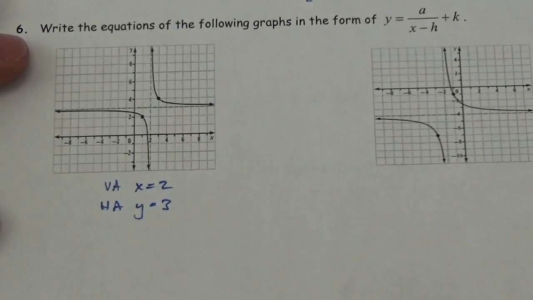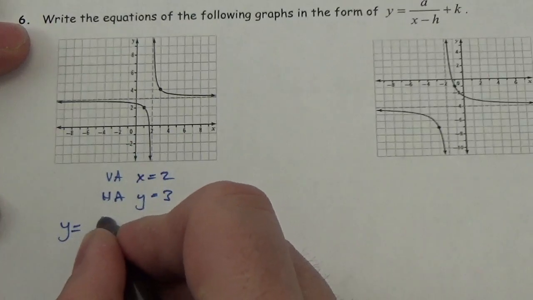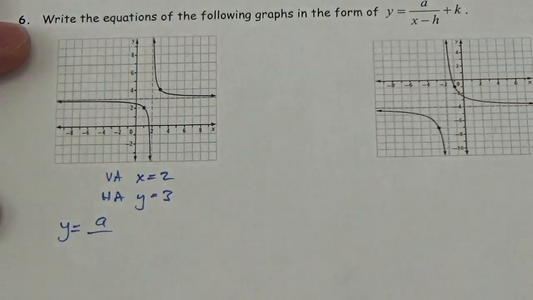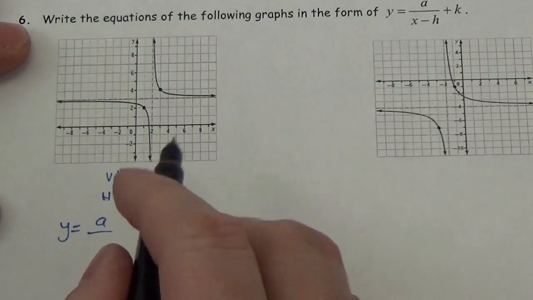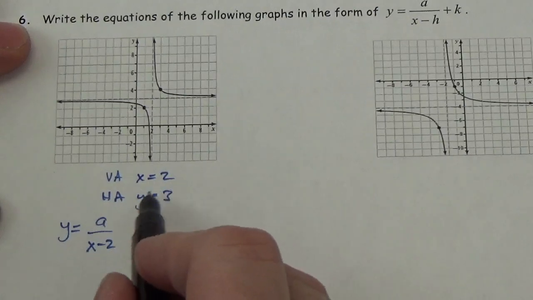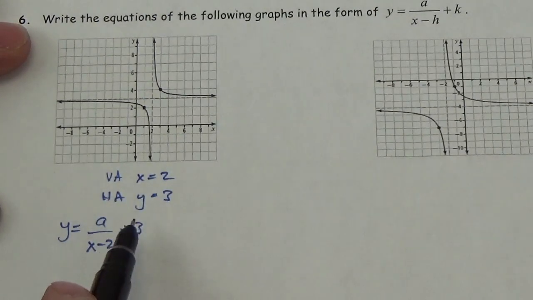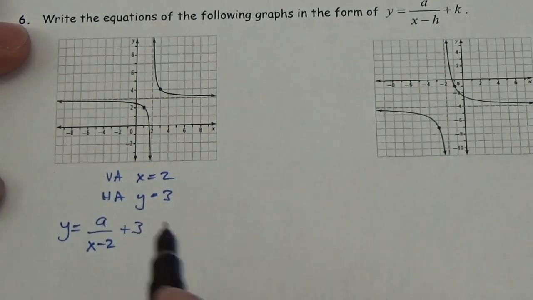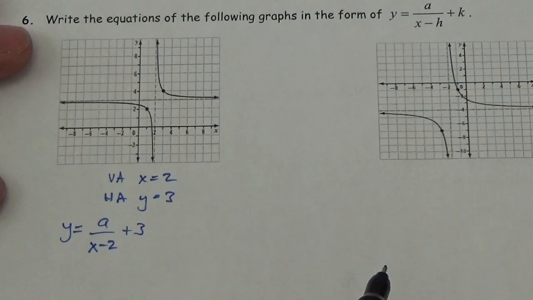So without me putting in hardly any effort into this, I know that the equation has to be y equals a. There's going to be a vertical stretch in there. I don't know what that is yet. And then to force it to have a vertical asymptote of x equals 2, this is going to be x minus 2 down here. And then the horizontal asymptote corresponds to the vertical translation, so it's easy enough. I just put +3.